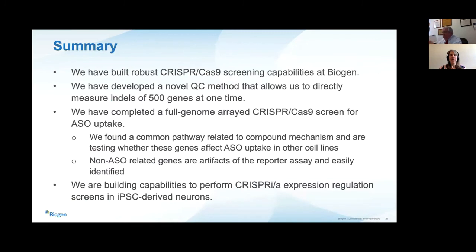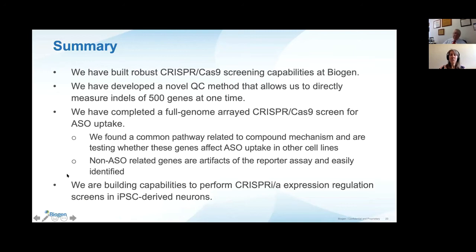So I think that's about what I had to present today. We've actually built pretty robust screening capabilities at Biogen in the last 2 years, as well as this novel QC method that allows us to look at indels of 500 genes at one time. With our full genome array CRISPR-Cas9 screen, we have found a common pathway related to compound mechanism and are following up on these genes. And we were able to triage out our non-ASO related genes very easily.